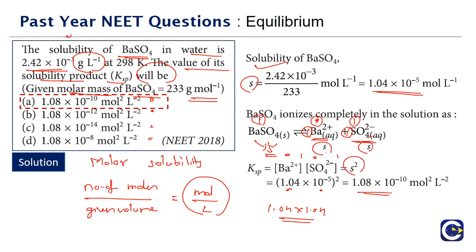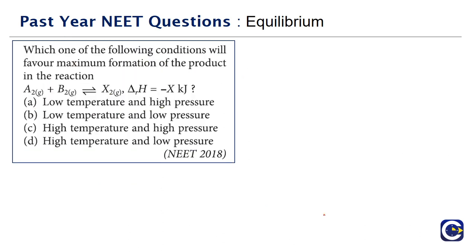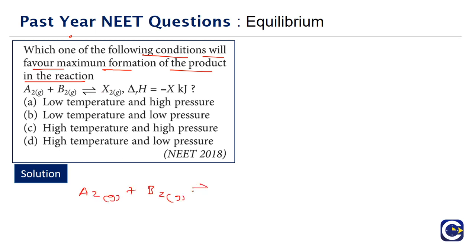Okay, so keep all these ideas in mind. Let's go to the next question. This is a question that has come in the NEET 2018 paper. This is a question based on the Le Chatelier principle. Which one of the following conditions will favor maximum formation of the product in the reaction? So what is the reaction given to us? If you just look at the reaction, it is A2 gas plus B2 gas gives rise to X2 gas.